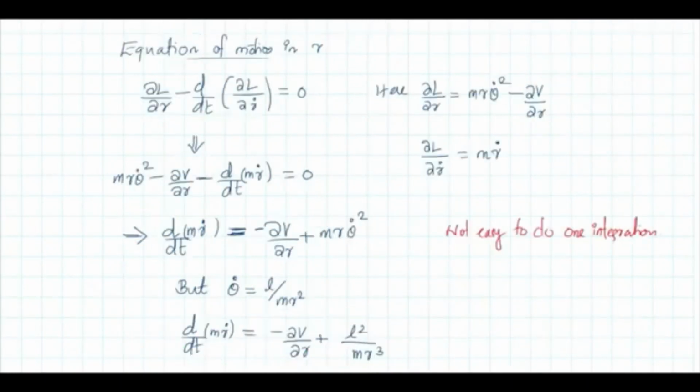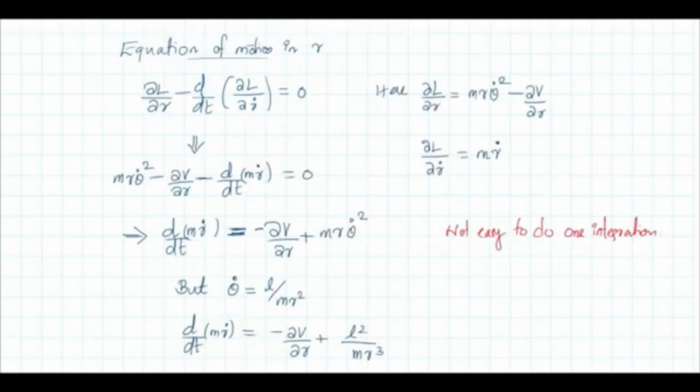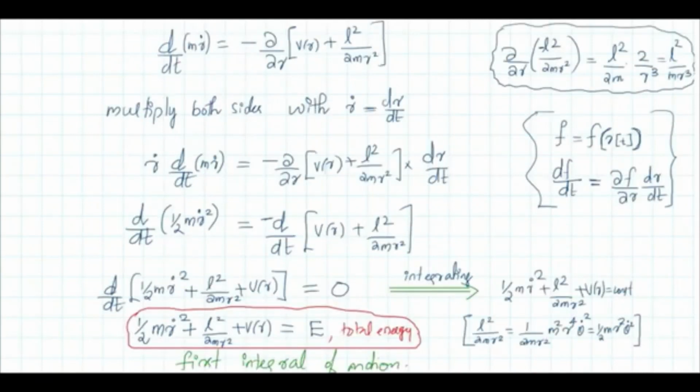So for central force problem, there are two first integrals of motion. One is magnitude of angular momentum, the second one is total energy. And in this example, it is very clear what is the advantage of cyclic coordinate. If a coordinate is cyclic coordinate, then the first integration is very easy and you will get one constant of motion easily. But in the second case, since r is not cyclic, it is very difficult to arrive at this expression for first integral of motion. So that is the advantage of a cyclic coordinate.